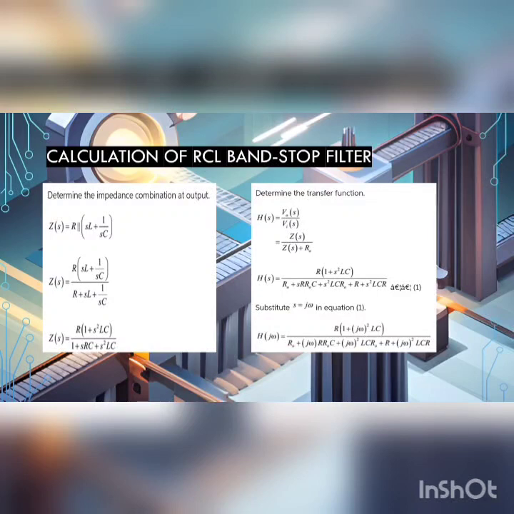After that, we determine the transfer function, which is H equal V naught S divided by V1 S equal Z times S divided by Z times S plus R naught, which is H equal R times (1 plus S squared LC) divided by (R naught plus SR R naught C plus S squared LC R naught plus R plus S squared LCR). And then we substitute S equal J omega in equation 1.